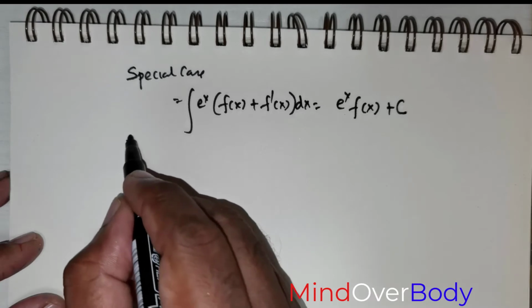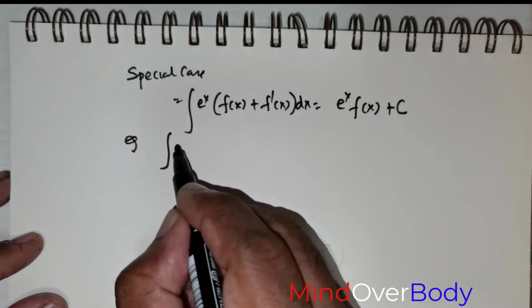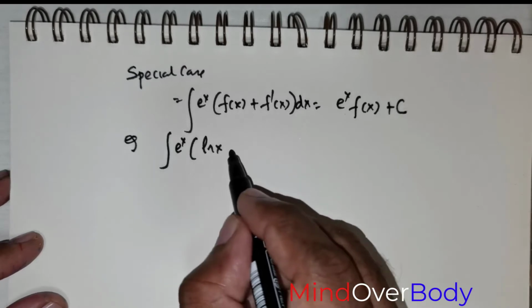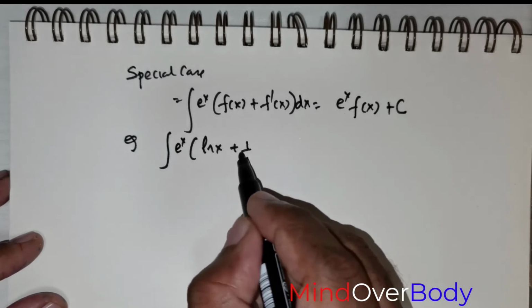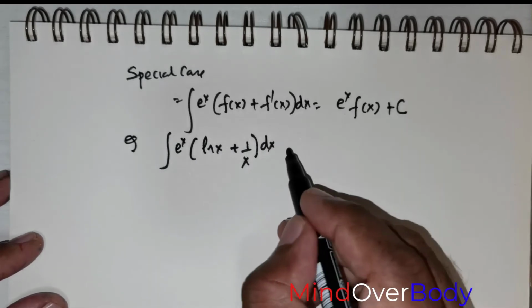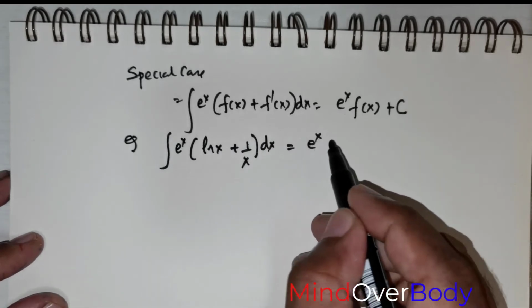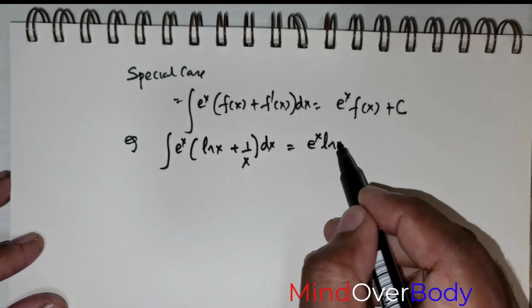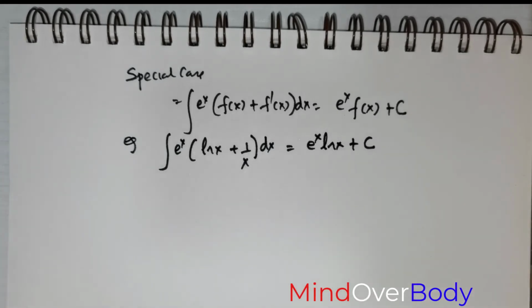Say for example you have the integral of e raised to the power of x times ln x. Now the differentiation of ln x is 1 over x, and that is followed up in this fashion, and you are expected to integrate. Directly you can simply state the outcome to be e raised to the power of x times ln x plus c. So this is going to be your solution.